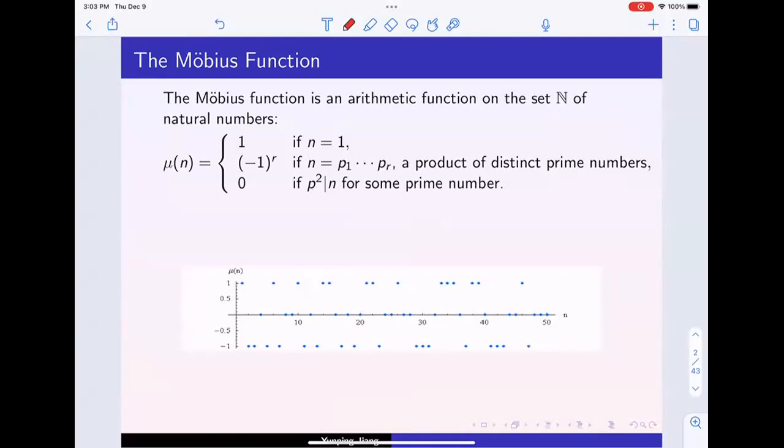That is an arithmetic function on the natural numbers, which equals 1 if n equals 1, and (-1)^r if n can be factorized into r different prime numbers. If n has a prime square as a factor, then it takes 0. Here is a graph, and you can see a little bit about how the values are distributed on the plane. That is called the Mobius function.